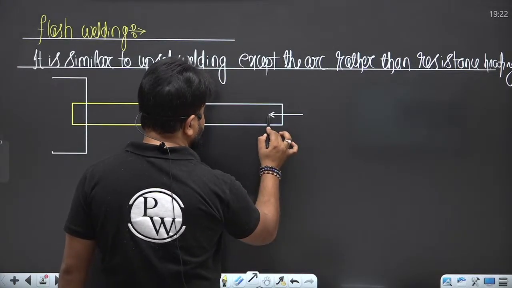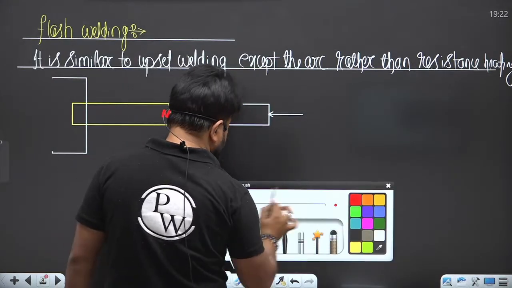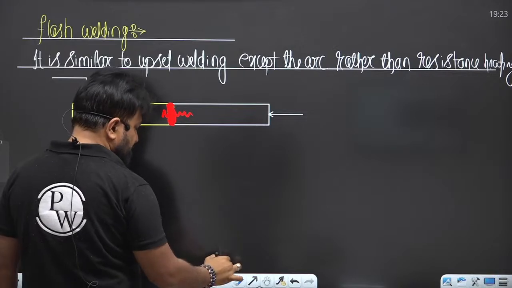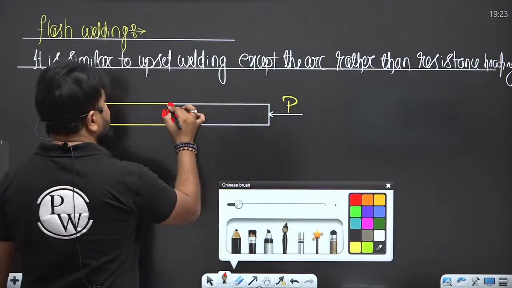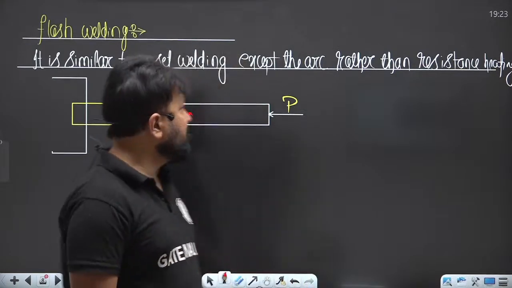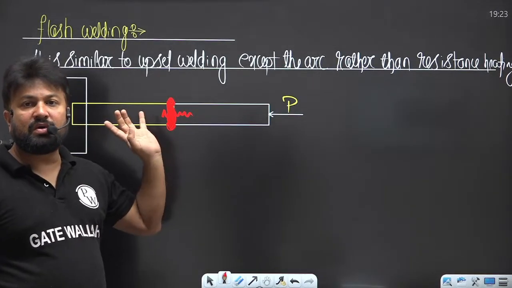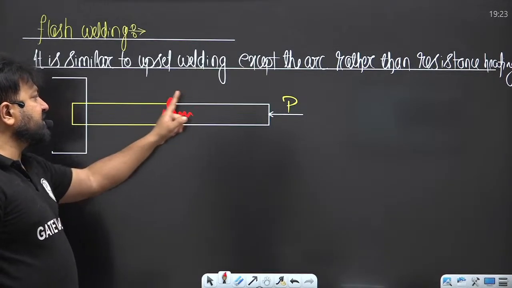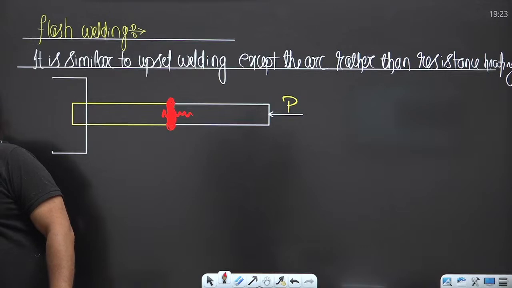then we apply the pressure, and because of that pressure, the metals fuse to each other, and the metal will flow in an outward direction. Is that clear? So here one piece is clamped with the cam-controlled movable platen and the other with a fixed platen. This is a fixed piece and this is a movable piece, with the help of cam and follower.